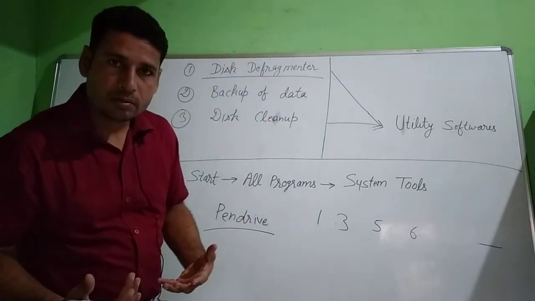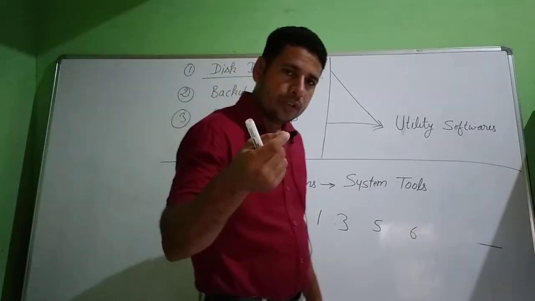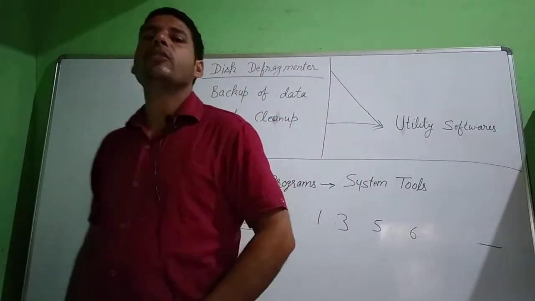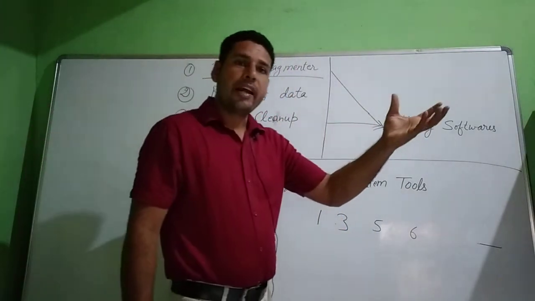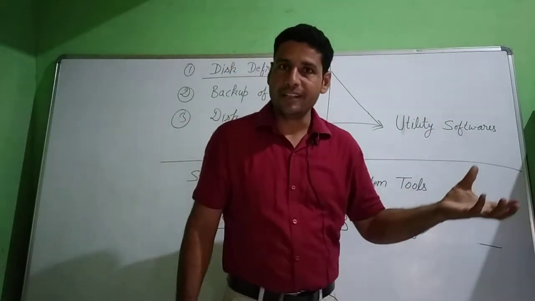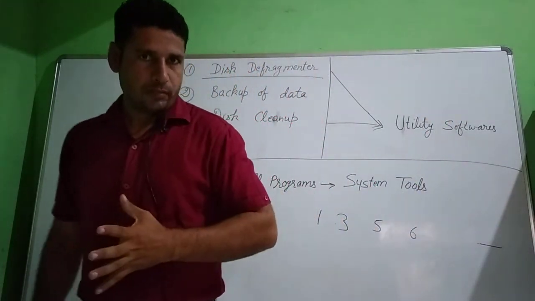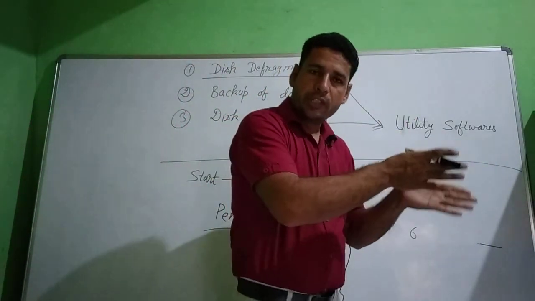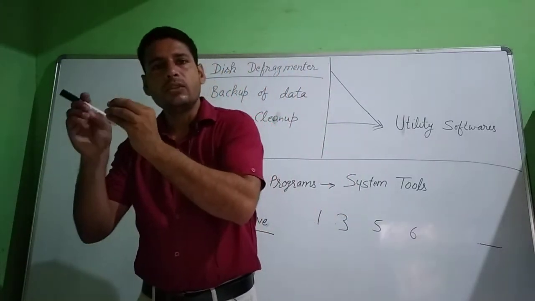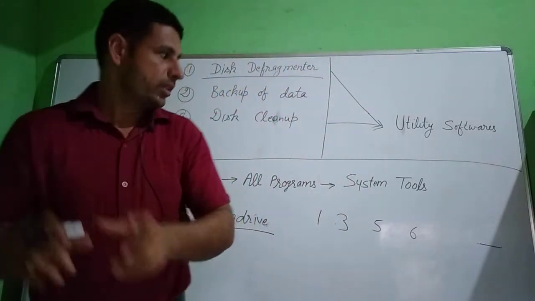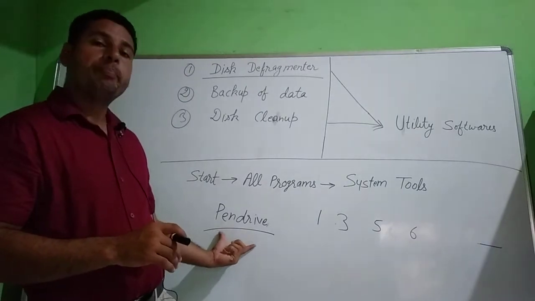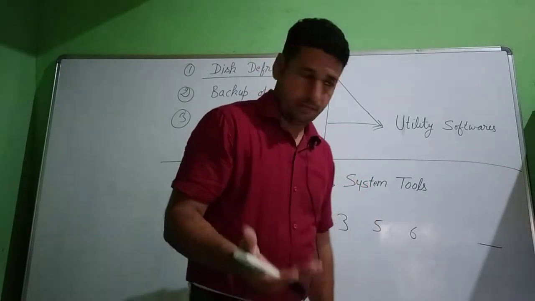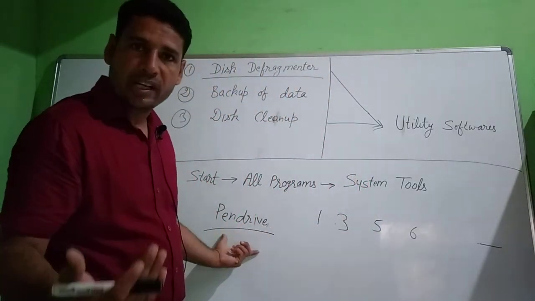How can we do this? What you need to do is attach the pen drive to your computer. When you attach a pen drive to your computer, one extra drive will appear in your computer. So what you can do is copy the data from your computer and paste that data in the drive which shows your pen drive. So a pen drive is the easiest way to take the backup of the data.